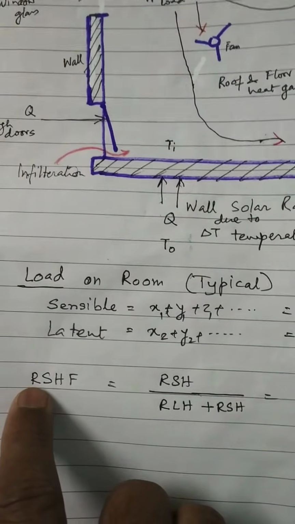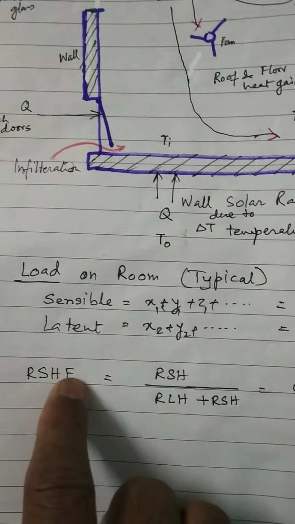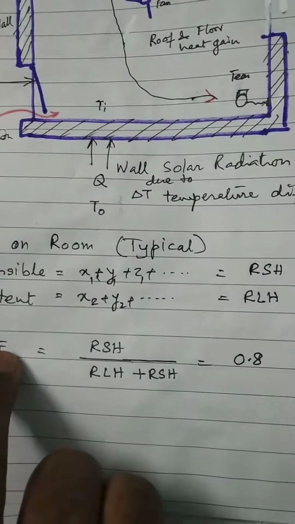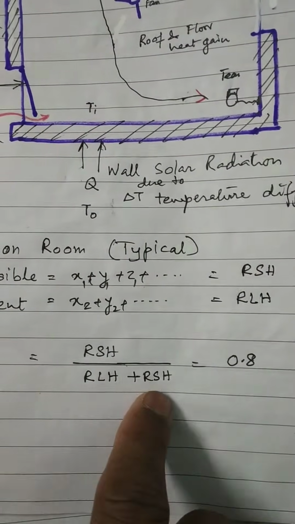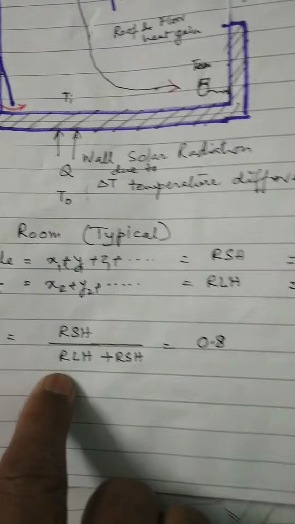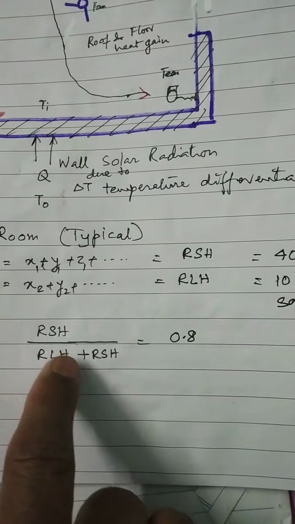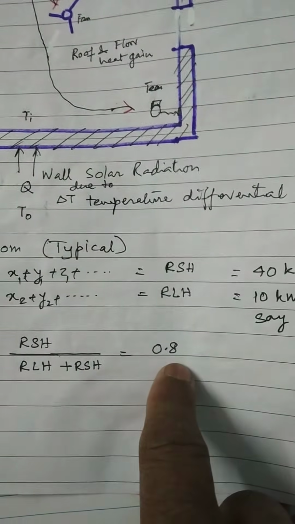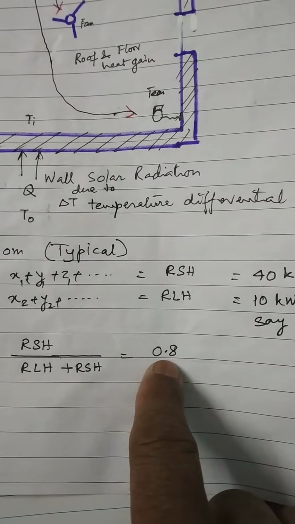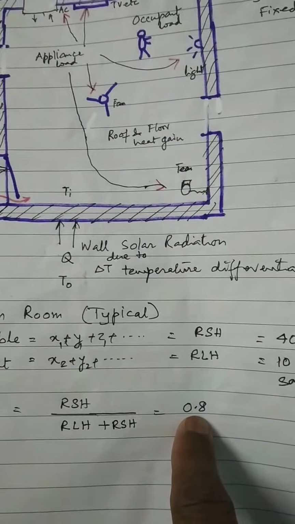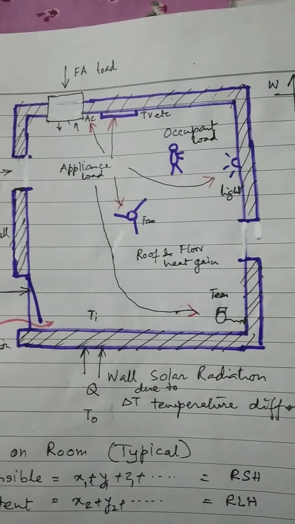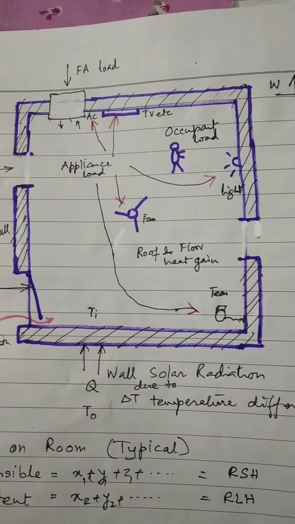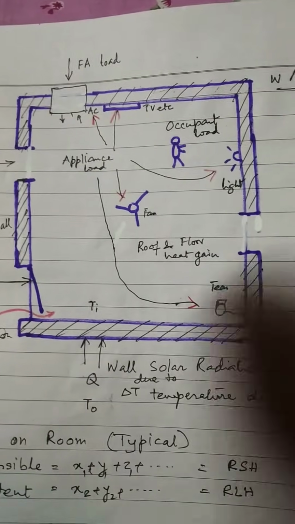So room sensible heat, room latent heat, there is a factor which is being added. So what is the factor? It is room sensible heat factor. And what is room sensible heat factor? It is equal to room sensible heat divided by room sensible heat plus room latent heat. So if you put the values, you may get 0.8. This 0.8 is room sensible heat factor which is fixed for this room. This room has got a fixed value of room sensible heat factor. I hope it is understood.